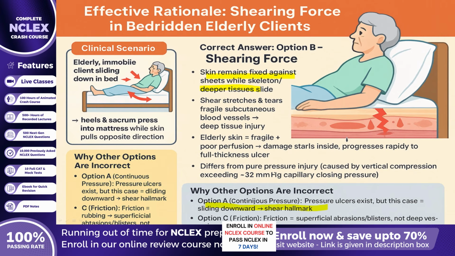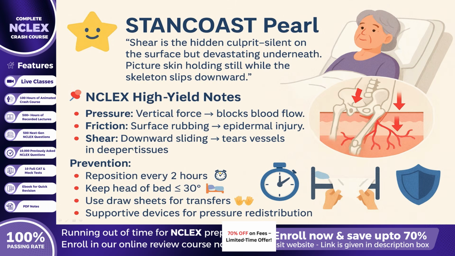And finally, your NCLEX high-yield notes. Pressure is a vertical force that blocks blood flow. Friction is surface rubbing that damages the epidermis, and shear is the downward pull that tears vessels in deeper tissues. Prevention includes repositioning the client every 2 hours, limiting the head of bed to 30 degrees or less, using draw sheets for transfers, and applying supportive devices.